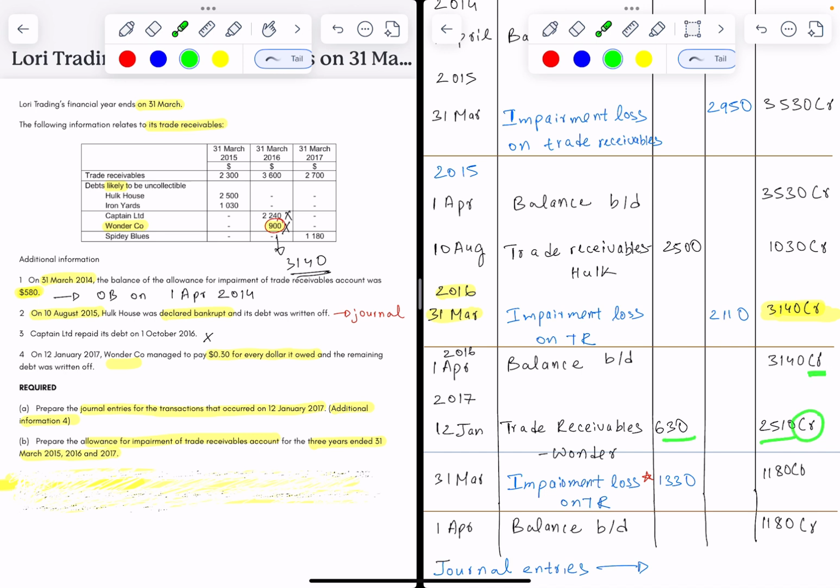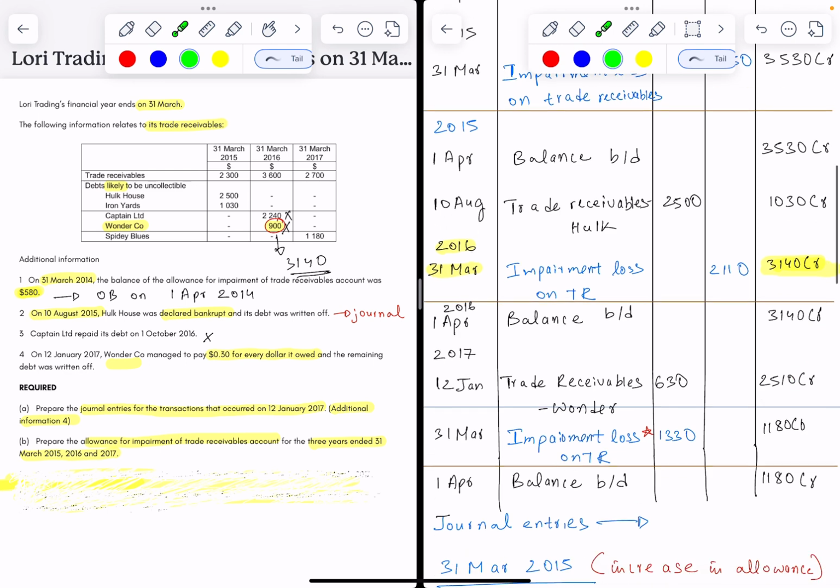Okay, all right. So after 12th of Jan 2017, the next thing is 31st of March 2017, where Spidey Blues owed us 1,180, and there is a possibility that we may not collect this, okay? So this means the ending balance for our allowance for impairment account should be 1,180 at 31 March 2017. So at 31 March 2017, the allowance for impairment account should have an ending balance of 1,180 credit.